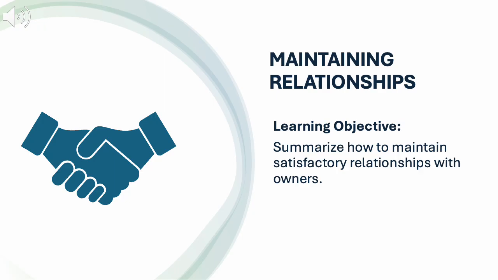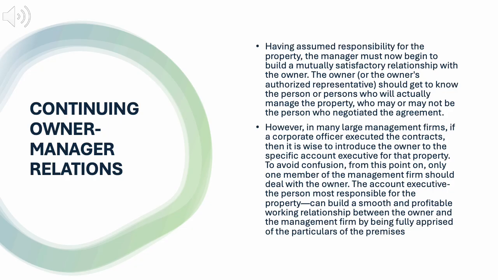Maintaining relationships. Learning objective: Summarize how to maintain satisfactory relationships with owners. Continuing owner-manager relations. Having assumed responsibility for the property, the manager must now begin to build a mutually satisfactory relationship with the owner. The owner or the owner's authorized representative should get to know the person or persons who will actually manage the property, who may or may not be the person who negotiated the agreement.